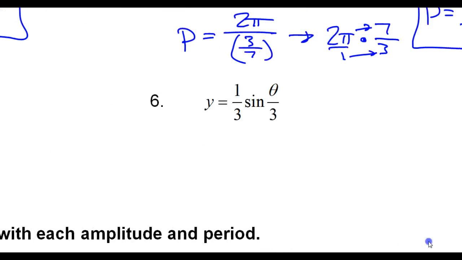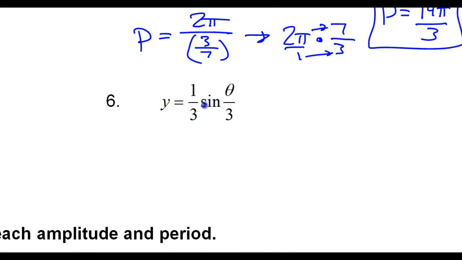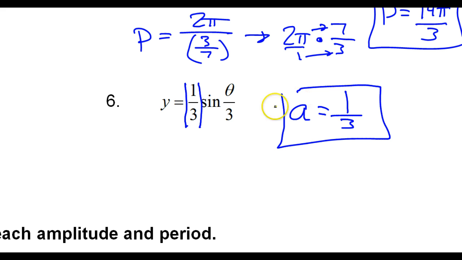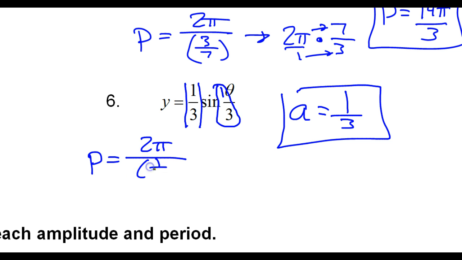Okay, and number 6. Once again, the amplitude is just this number right here, the absolute value. So the amplitude is 1/3. Again, think of this as 1/3 theta. So that's my b value. So the period is going to be 2 pi divided by the 1/3. That's 2 pi times 3. That's why the period is going to be 6 pi.